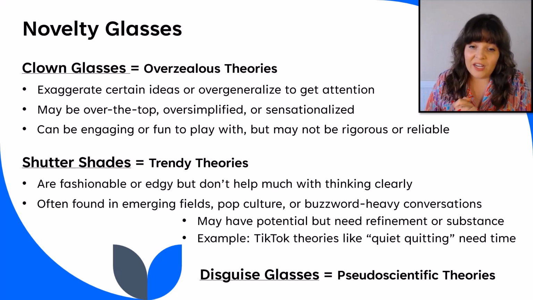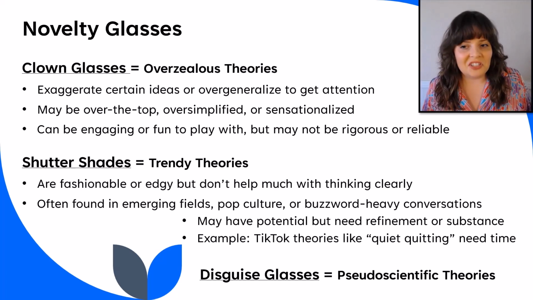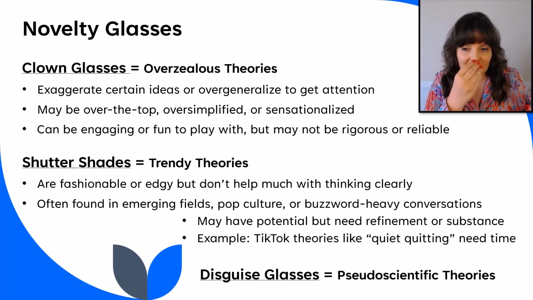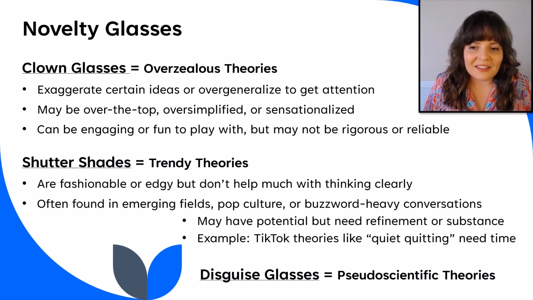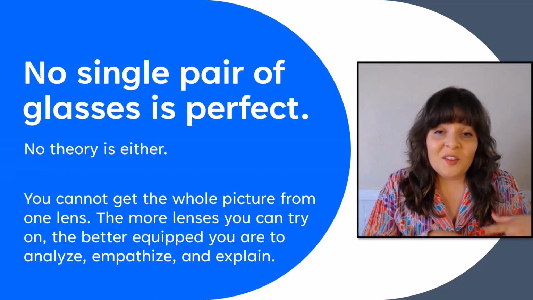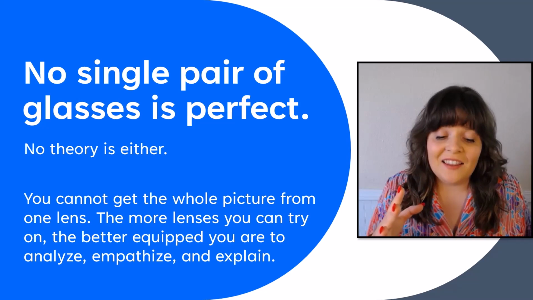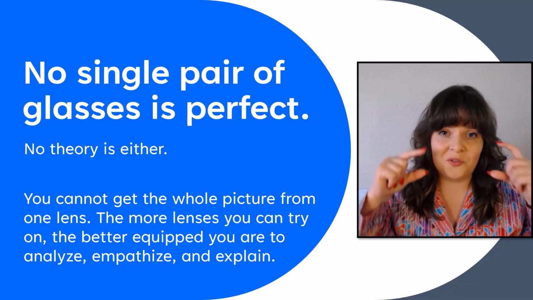and quiet quitting is. We might also have disguise glasses, so the big nose and the mustache maybe, and those could be our pseudoscientific theories. I'm not going to get into it. I'm sure you can think of pseudoscience theory. There are lots of different classes and theoretical perspectives that we can try on.